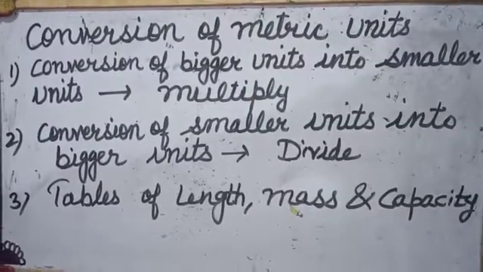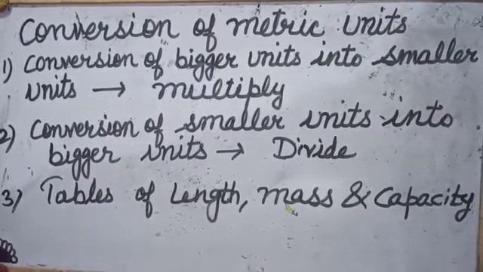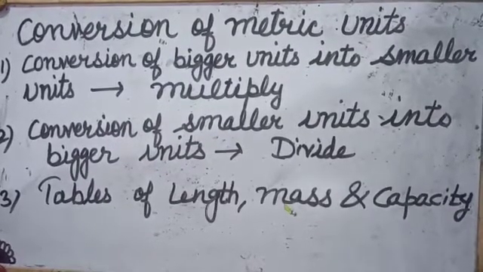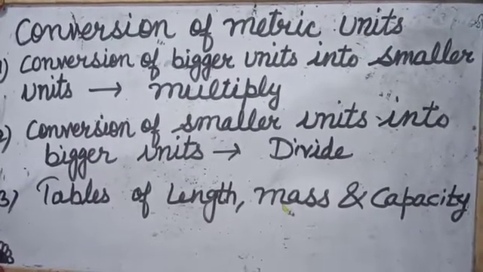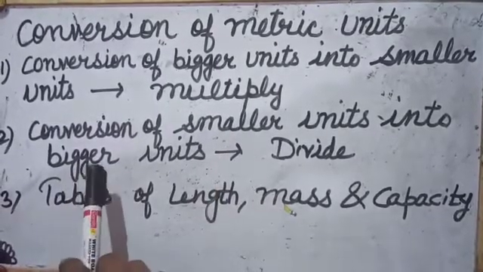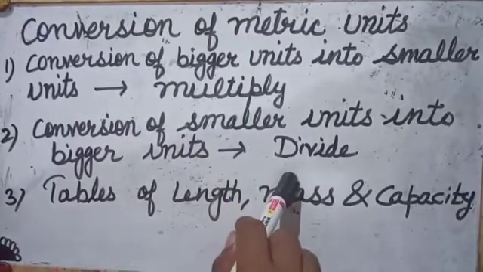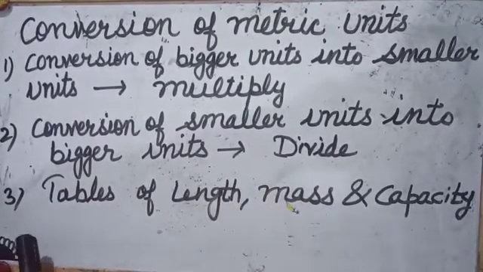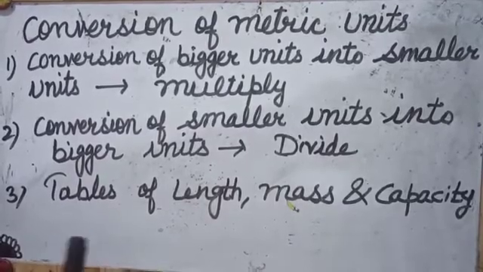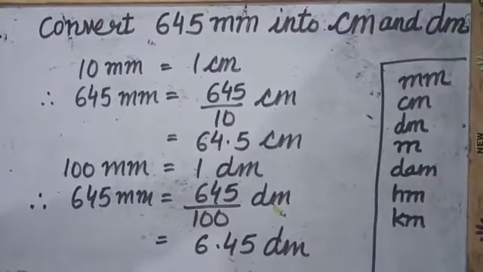Now the next topic is conversion of metric units. For conversion of metric unit, you should know the three important points. When we convert bigger units into smaller units, we always multiply. And secondly, when we convert smaller units into bigger units, we always divide. Last, you should know the table of length, mass and capacity also. Let's start the sum based on conversion.